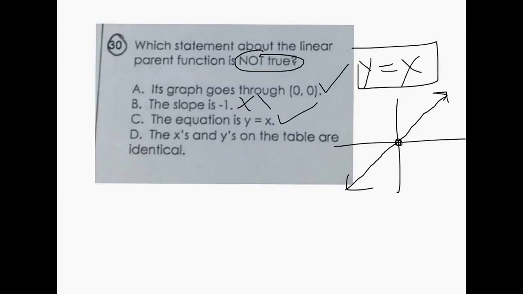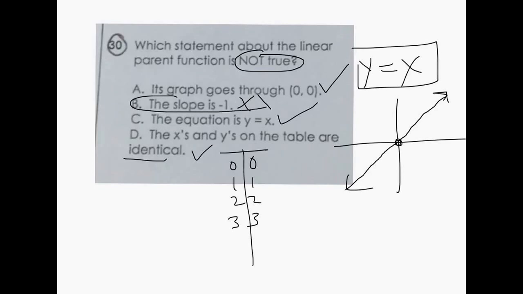The equation is y equals x. The x's and y's are the same. If I go to my table and look at y equals x, I see that I get 0, 0, 1, 1, 2, 2, 3, 3. So they are in fact identical. So this is the correct answer.